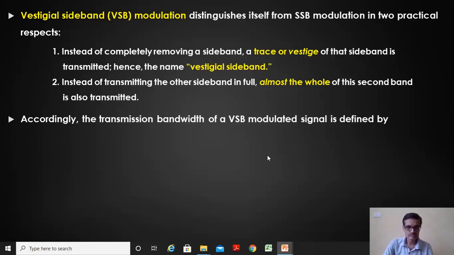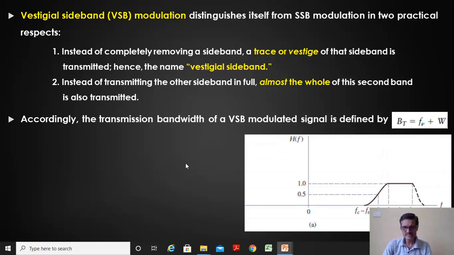The bandwidth required for vestigial sideband transmission is W plus fv Hz, where fv is the additional frequency spectrum we are transmitting apart from the one sideband. As you know, the bandwidth required to transmit one sideband, lower or upper, is W Hz. The additional bandwidth I am using here is fv Hz. This is the characteristic of the band pass filter, which I'll show you in the next slide, on the generation of the VSB signal.